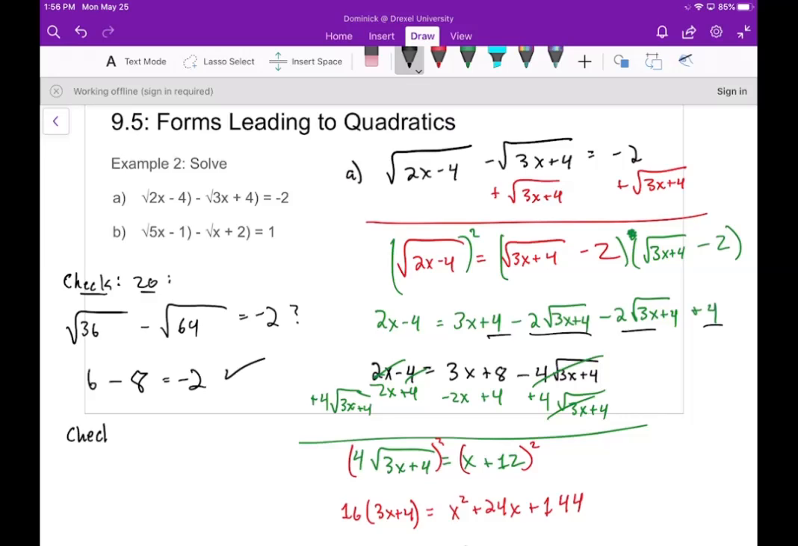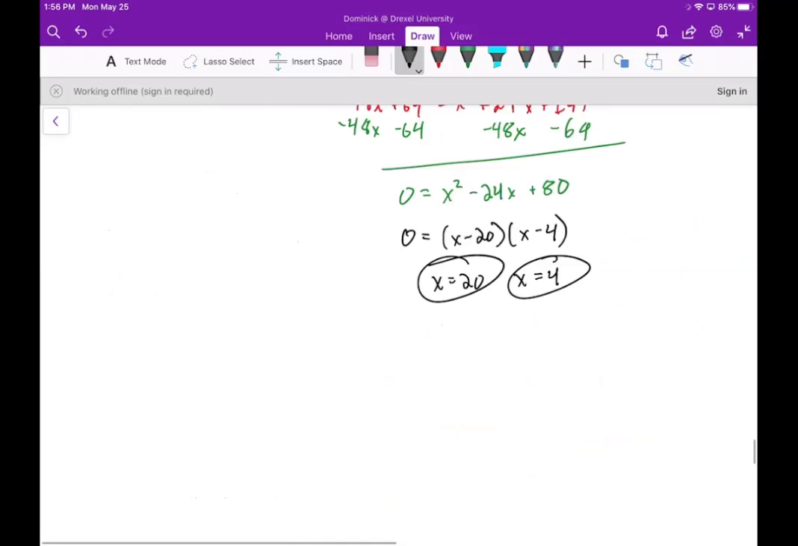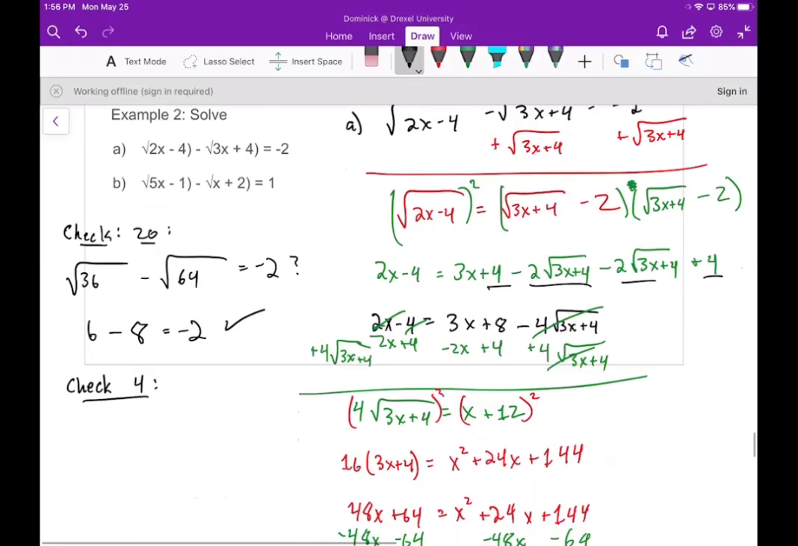And then if we check 4, I believe was the other one. Yeah. So if we check 4, we're going to get 2 times 4, which is 8 minus 4, so the square root of 4, minus the square root of 3 times 4 plus 4, so 16. Does that equal negative 2? So we get 2 minus 4, which is also negative 2. So they're both good this time.